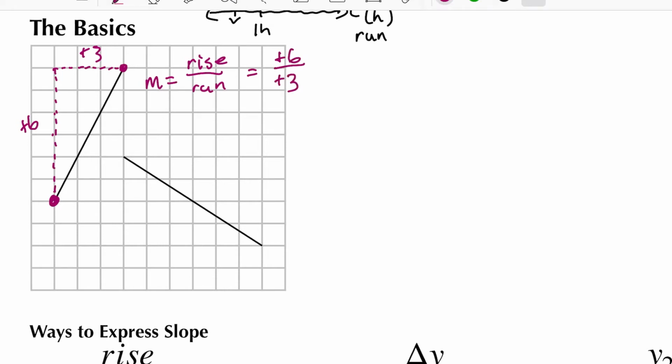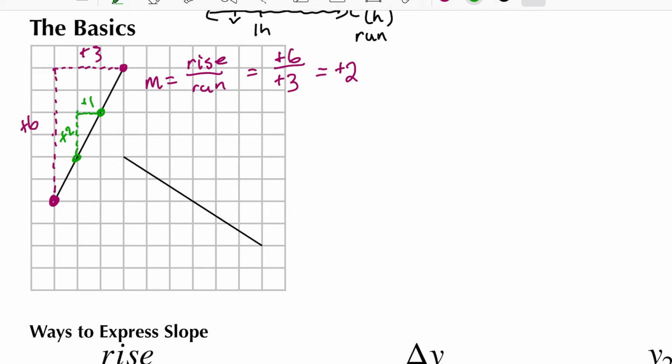I'm always trying to work from left to right on my points. That's the way I always do it. So it's equal to plus 2. It goes up 2 for every 1 over. Now, you could choose these 2 points and compute the slope. You have plus 2 up and plus 1 over. Gives you the same slope.